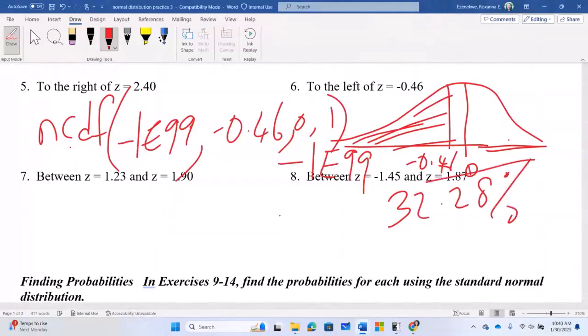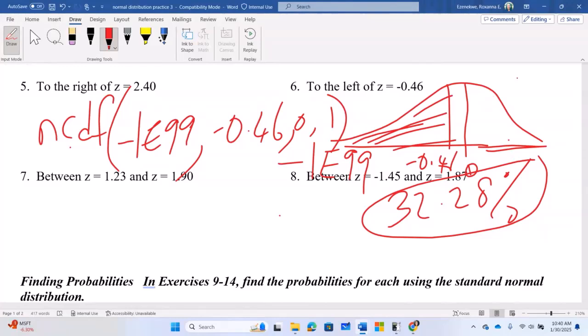32.28%. Because this time the numbers are not integers, so you are not using the empirical rule anymore. But if the numbers are integers, 1, 2, 3, you can actually use the empirical rule, but it's going to take you a little bit longer. So I'm going to pull the normal distribution chart and try to find the area.